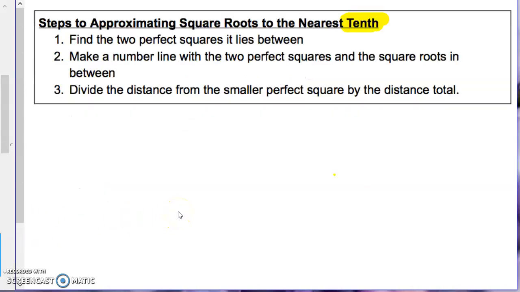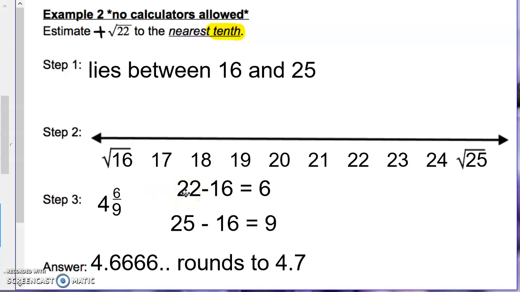Okay, next part, we are going to be approximating square roots to the nearest tenth, and that's what they showed you in the video, so this is going to be a little bit more challenging. First thing, just like last time, you have to find the two perfect squares it lies between. Then it says to make a number line. I've modified this a little bit with two perfect squares and the square roots in between. Divide the distance from the smaller perfect square by the total distance. So I'm going to show you how we did that with this first example.